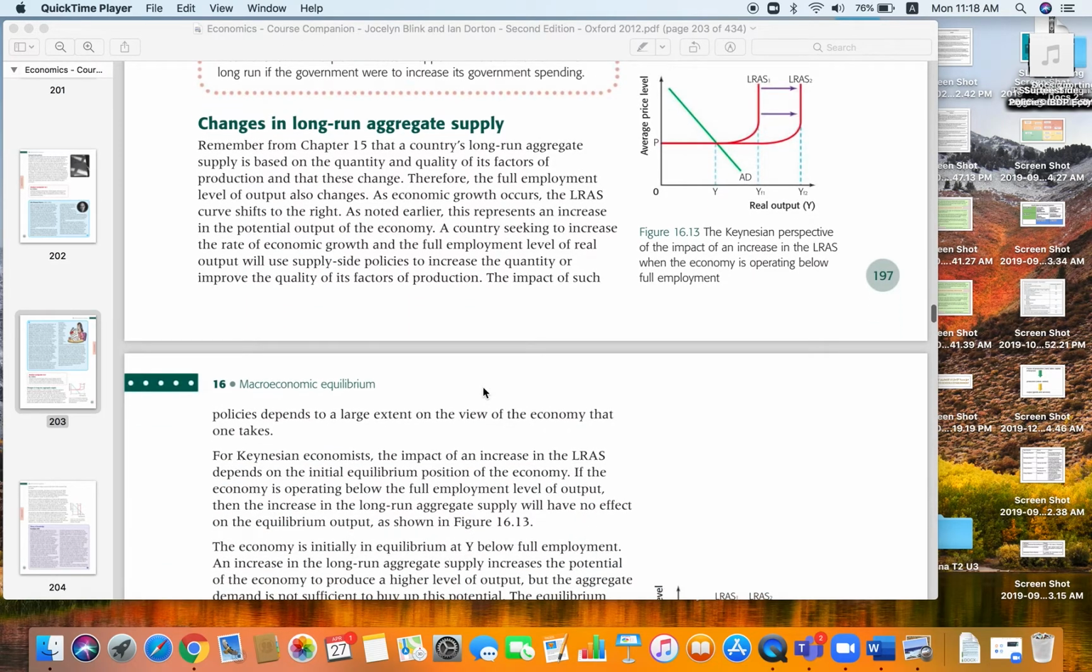So a country seeking to increase the rate of growth, because remember, that's a huge objective, to grow, right? We want more goods and services being transacted. Remember, the health of the economy is measured by the national income. Growth is really important. So if a country is seeking to increase their rate of growth, full employment level of real output will use supply side policy to increase the quantity or improve its factors of production.